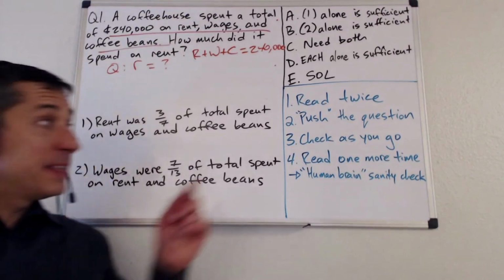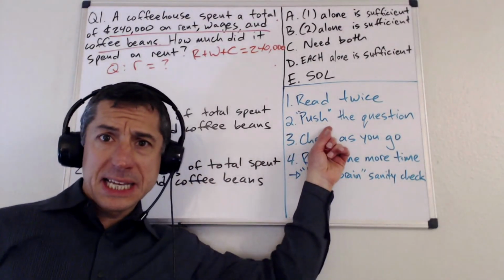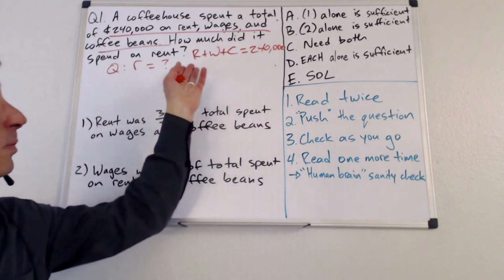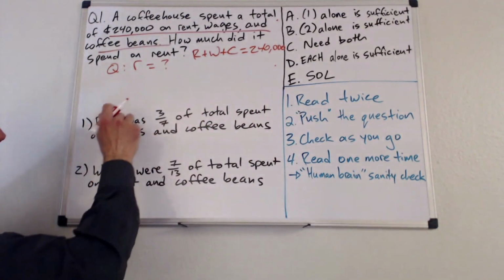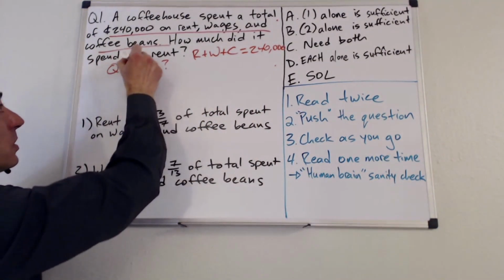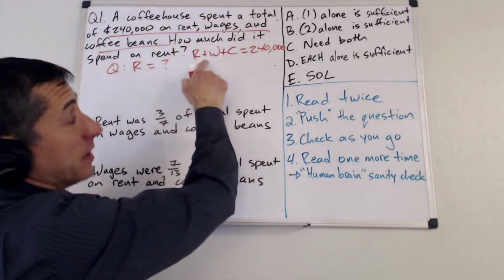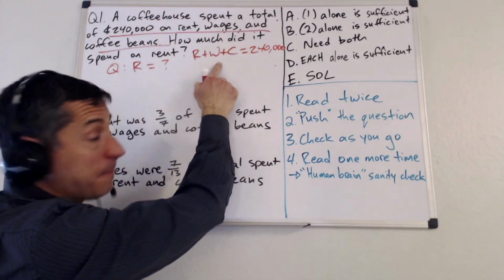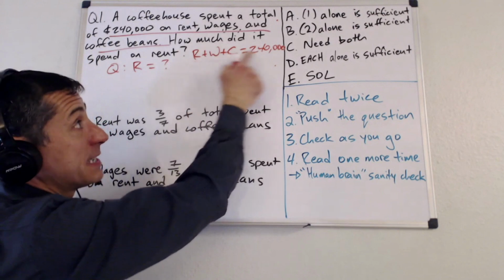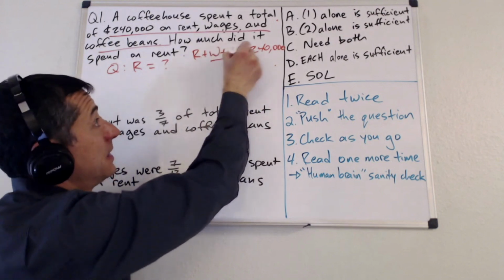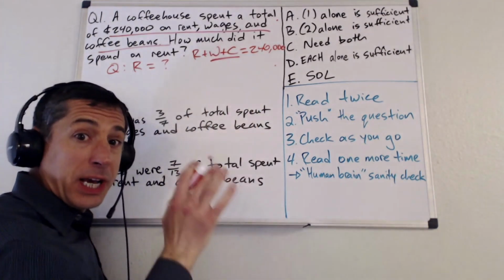Okay. Now this is where the push the question piece comes in. I want to know what rent is. Well, is there anything else I can do that's going to get me rent? I'm going to make this a capital R so it looks nicer. Well, look, if I can get W plus C, I'm in business, right? Because R is equal to 240,000 minus these two. So I can rewrite the question.